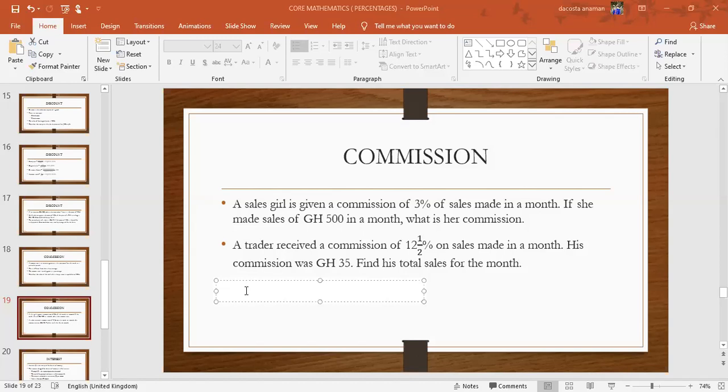Okay, so we have the commission itself. Now we have been given the commission, which is 35 Ghana cedis. And we have been given the rate. This is the amount in commission.